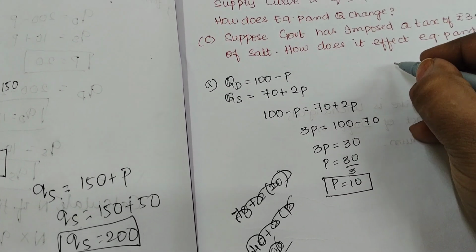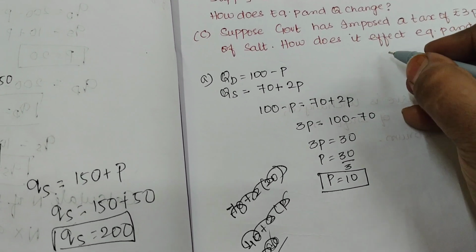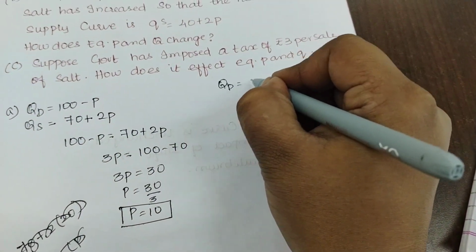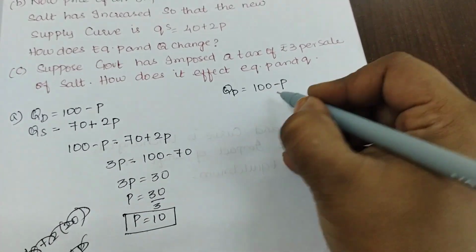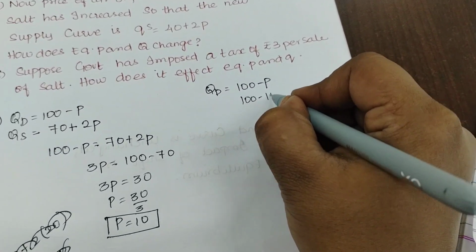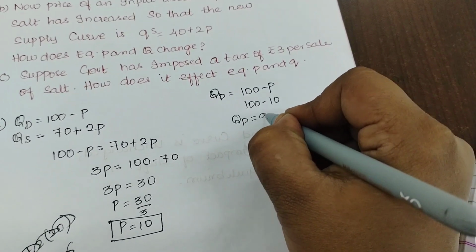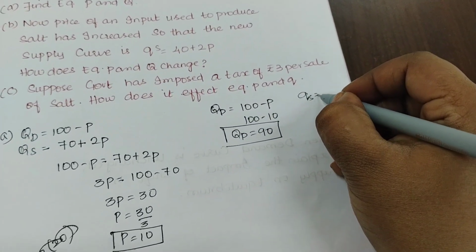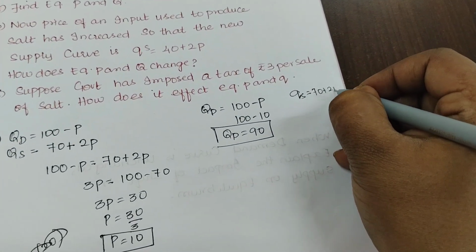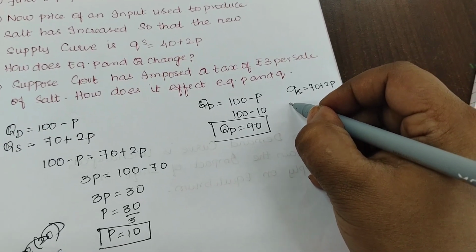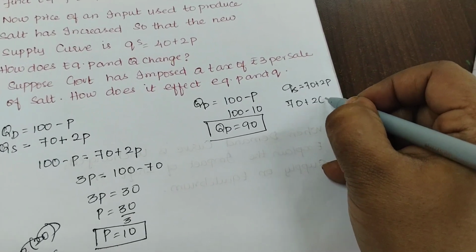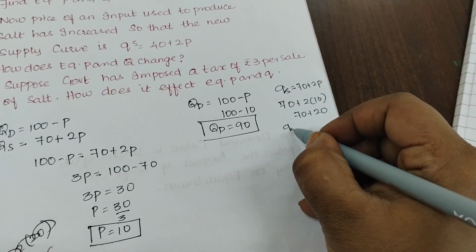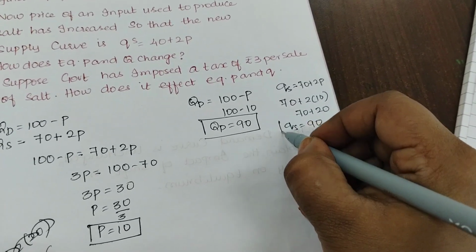Okay, so based on this is the equilibrium price. Now let's calculate equilibrium quantity. QD is equal to 100 minus P, so 100 minus 10, QD is equal to 90. So what about QS is equal to 70 plus 2P. So 70 plus 2 into 10, 70 plus 20, QS is equal to 90.